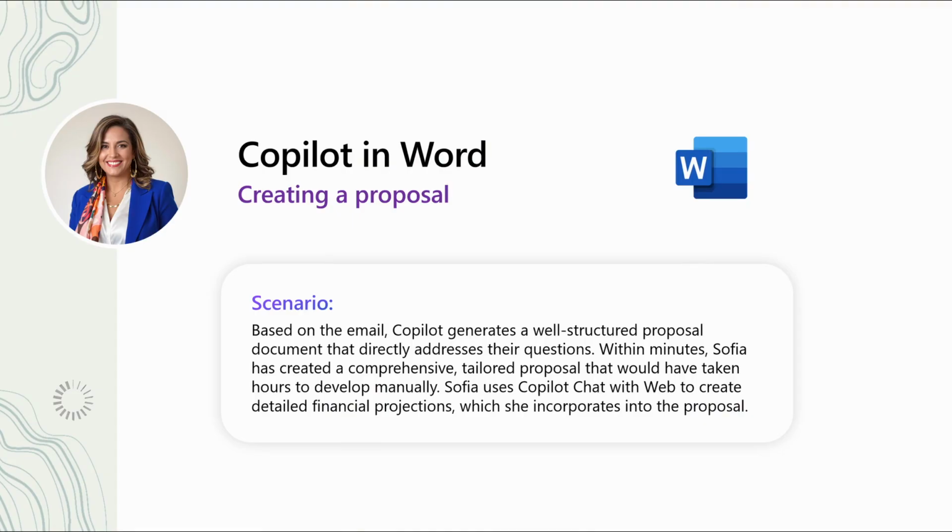Based on the email, Copilot generates a well structured proposal document that directly addresses their questions. Within minutes, Sophia has created a comprehensive, tailored proposal that would have taken hours to develop manually. Sophia uses Copilot Chat with Web to create detailed financial projections, which she incorporates into the proposal.